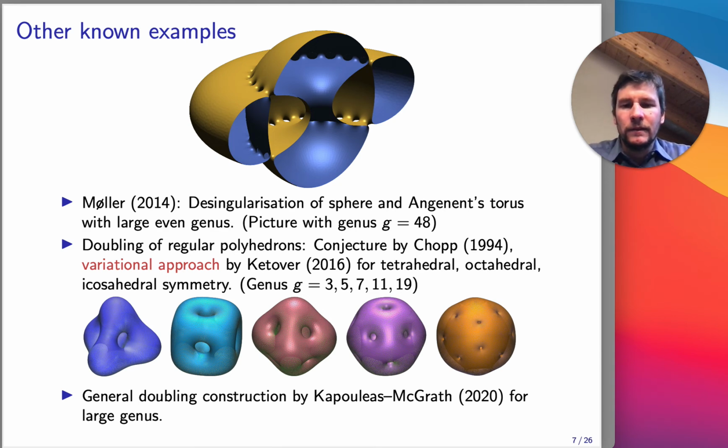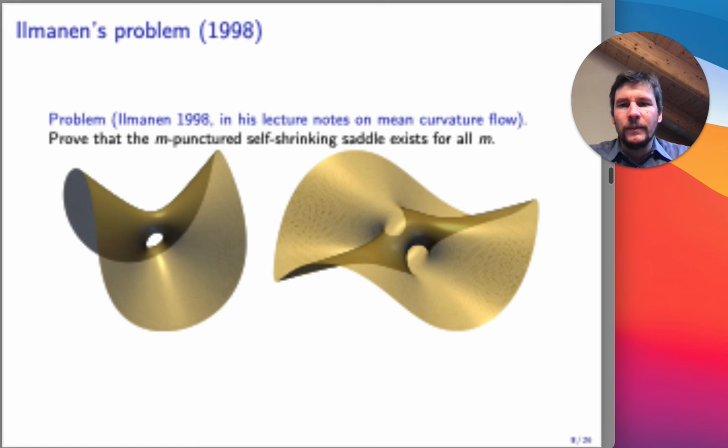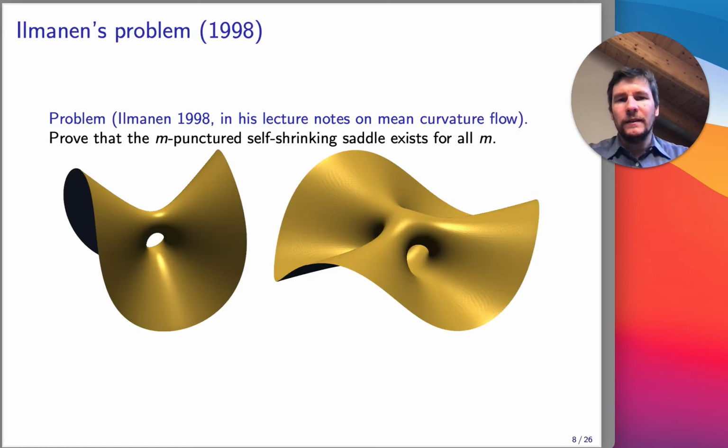Self-shrinker, and then there's some other gaps, so probably genus 4 and 6, but it's not clear from what genus onwards these other results where we said high genus are actually working. So there might be some gaps. Okay, so this brings us to Ilmanen's problem.